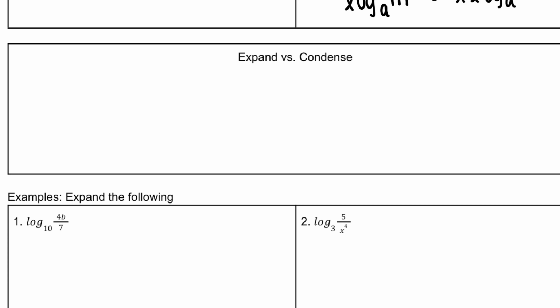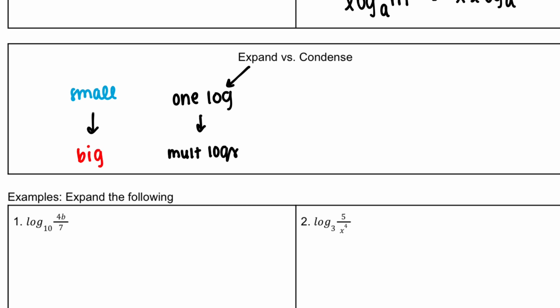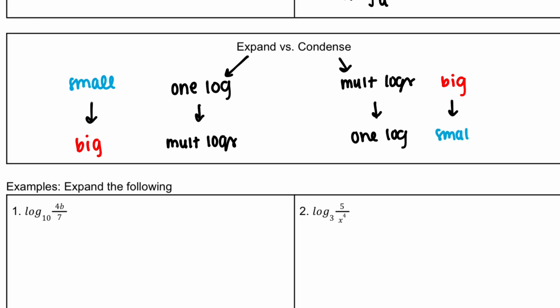So I'm going to briefly talk about the difference between expanding and condensing. So when you are expanding, you have one log, and in your answer, you want to have multiple logs. So we're actually going from small to big for expanding. For condensing, what you have is you have multiple logs, and we want you to have just one log. So it's the opposite, where we're starting big and we're getting small. So you need to make sure you know the difference between expanding and condensing. You can see it in the problems as well.